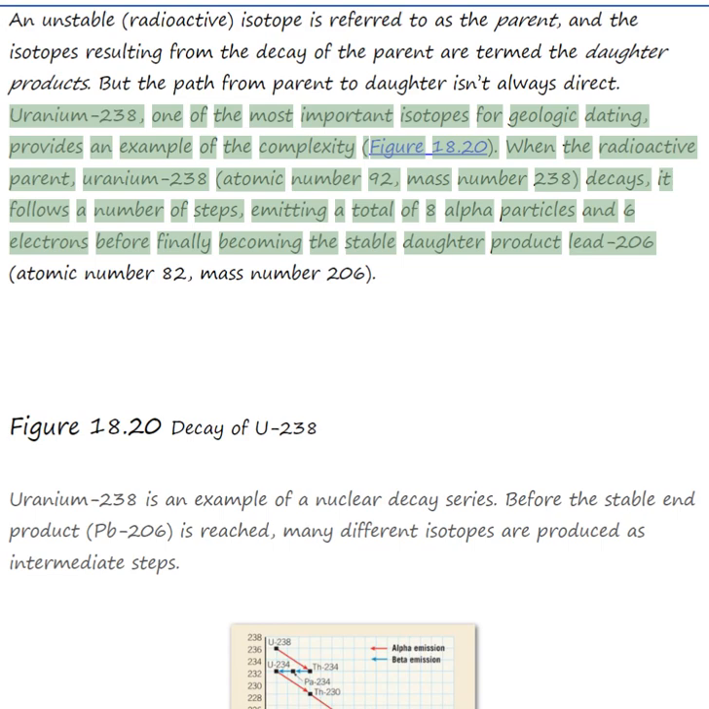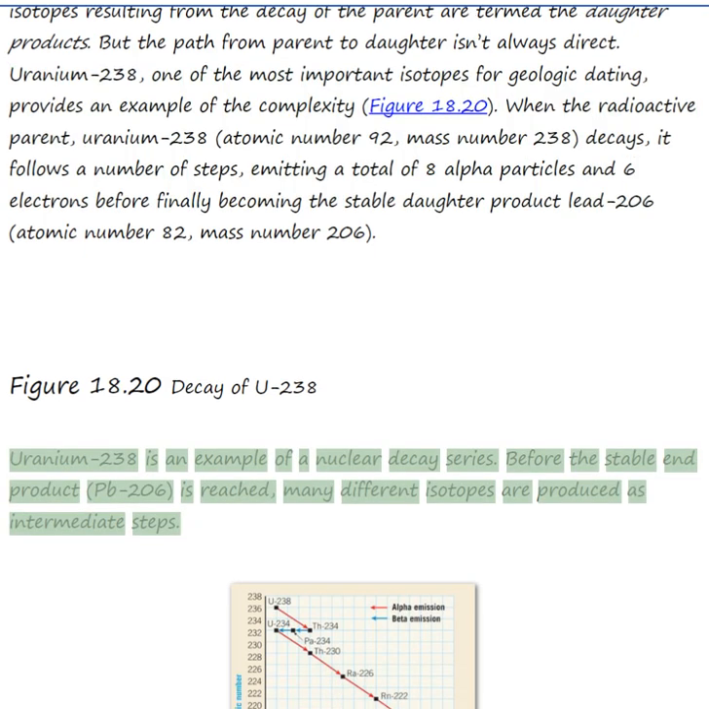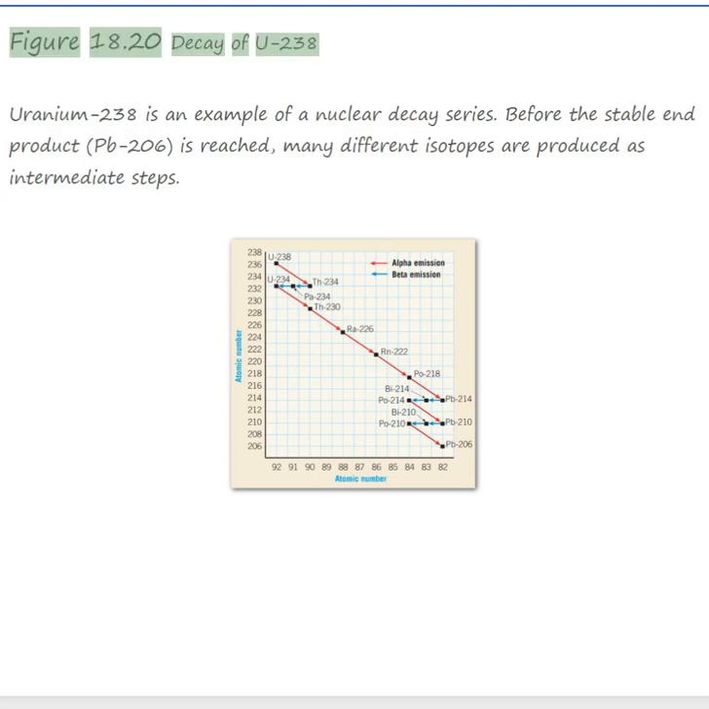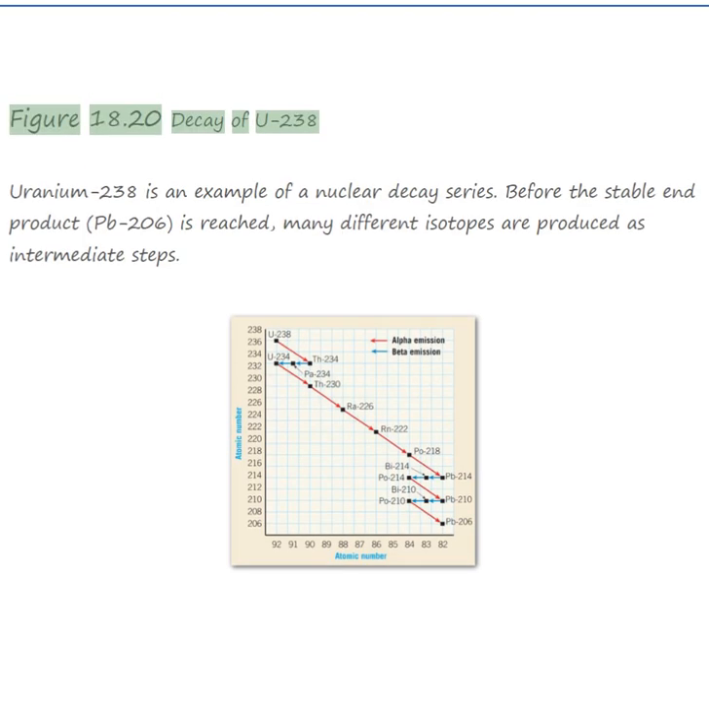Uranium-238, one of the most important isotopes for geologic dating, provides an example of the complexity. When the radioactive parent, uranium-238 decays, it follows a number of steps, emitting a total of 8 alpha particles and 6 electrons before finally becoming the stable daughter product lead-206. Uranium-238 is an example of a nuclear decay series. Before the stable end product is reached, many different isotopes are produced as intermediate steps. Figure 18.20 Decay of U-238.